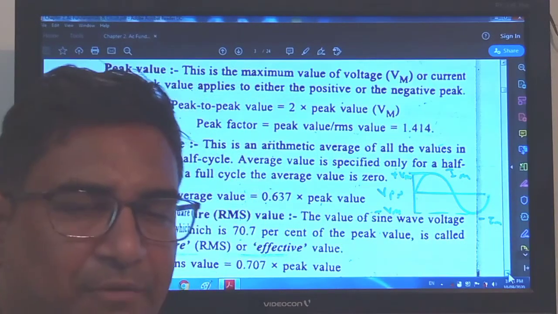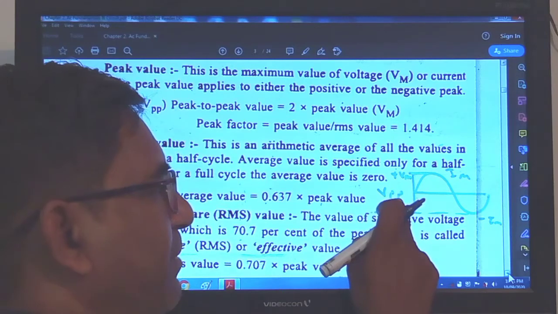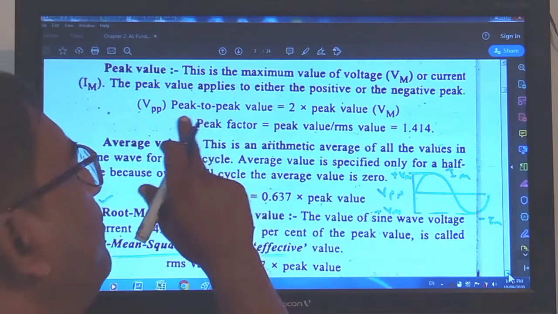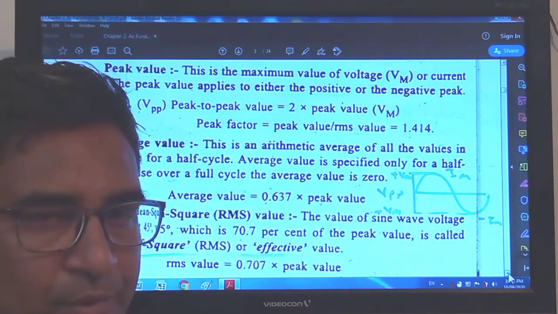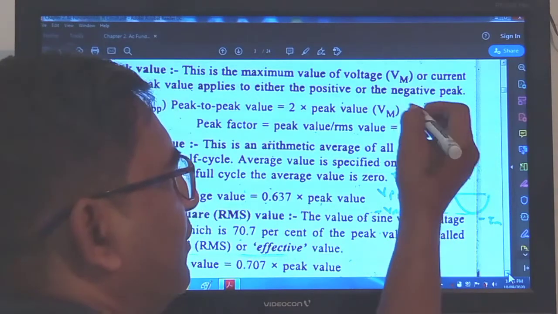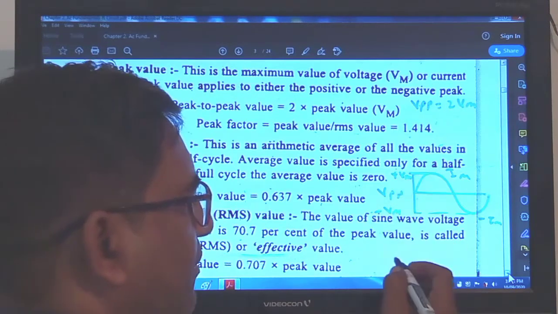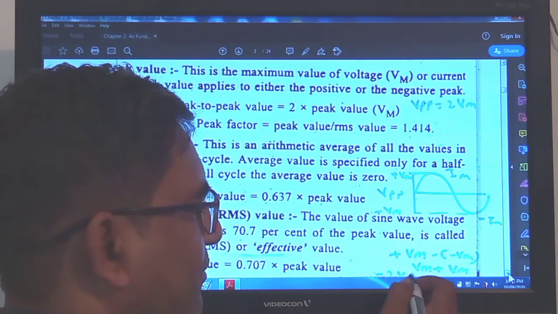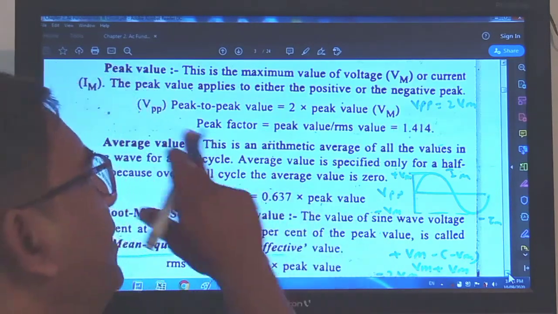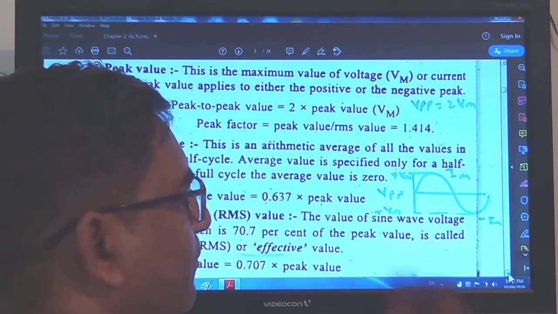Okay. The peak value applied from the positive peak to the negative peak is called VPP. This VPP is twice the peak value. VPP is equal to twice Vm. How does this occur? Plus Vm minus, in brackets, minus Vm, gives Vm plus Vm, that is twice Vm. So the peak to peak voltage VPP is equal to twice Vm. Okay.